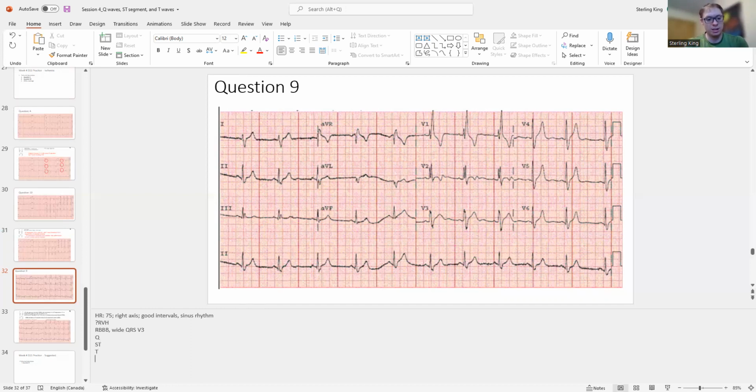ST-T interpretation. This is obviously a long recording. Hopefully the basic information doesn't take too long to get through. It's really the workup of the ECG that's slow. Q waves, nope. Looking over here at V5, V6, probably not. So let's say no Q's lateral.